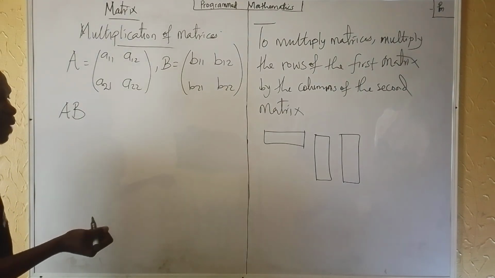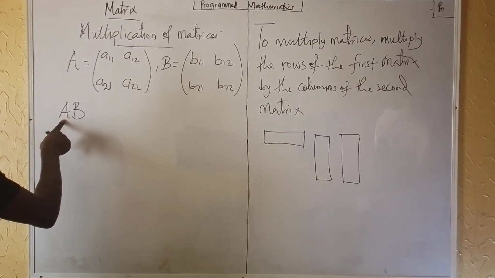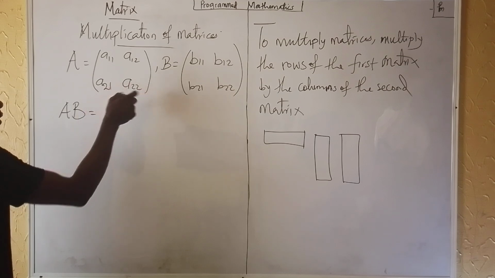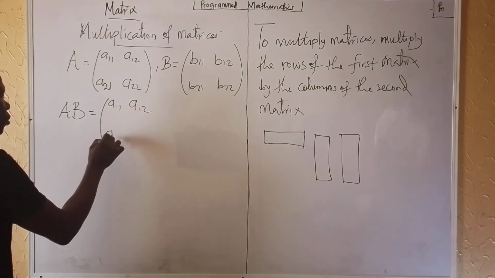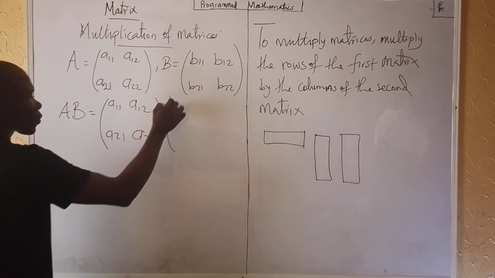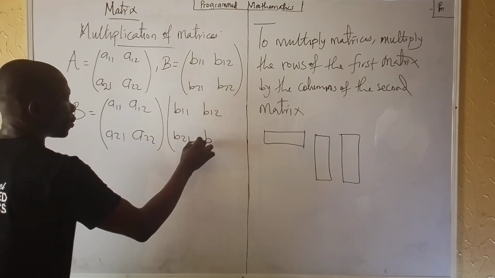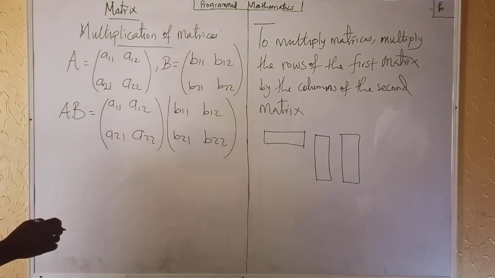Now, when you want to multiply matrices, the order of arrangement is very important. Matrix A comes first, matrix B comes next. So, arrange them in that order: A11, A12, A21, A22 times B11, B12, B21, B22. Now, don't forget the rule.